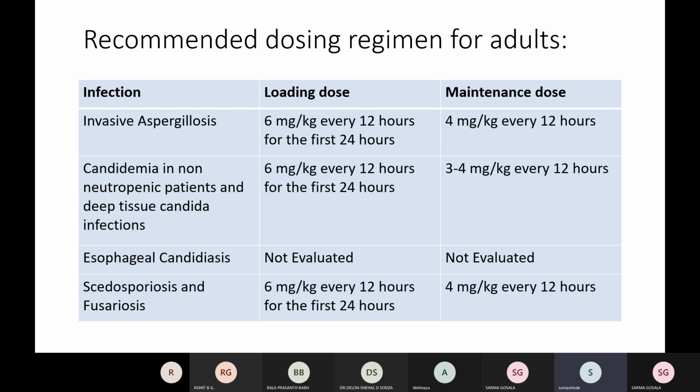For candidemia in non-neutropenic patients and deep tissue candida infections also, the dose is the same. Esophageal candidiasis has not been evaluated in clinical trials and studies, but we can use the same dose as we are using for disseminated candida infections, that is 6 mg per kg loading dose and 4 mg per kg as maintenance dose. Pseudallescheria and fusariasis, again the dose is the same. This is the IV maintenance dose, 4 mg per kg every 12 hours.